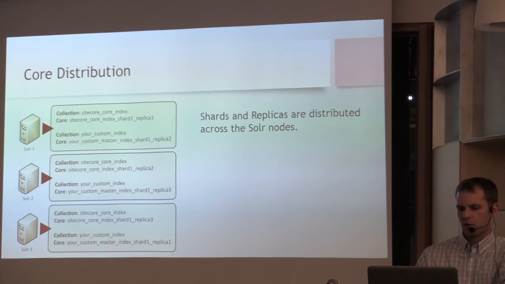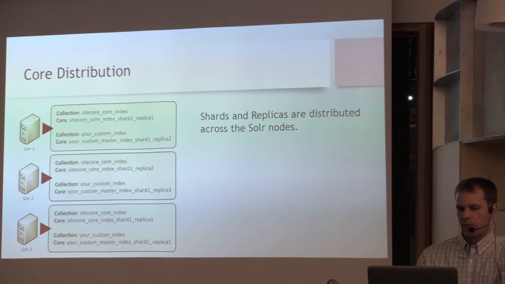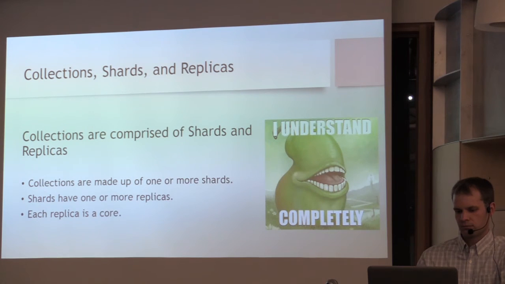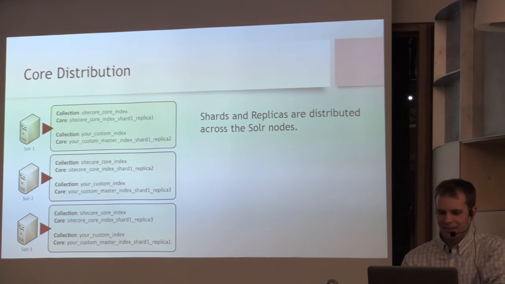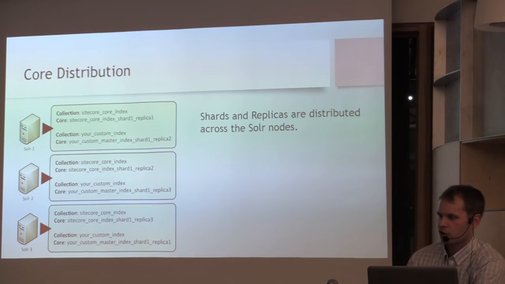On the Solr side, this is how the collection gets distributed into individual cores for high availability. We've got our 3 Solr servers, and here we're going to use the Sitecore core index as an example. When you create this, it's going to distribute replicas across each of the 3 nodes. So if I lose Solr server 2, I've still got these 2 nodes fulfilling requests. So we have what's called shards and replicas.